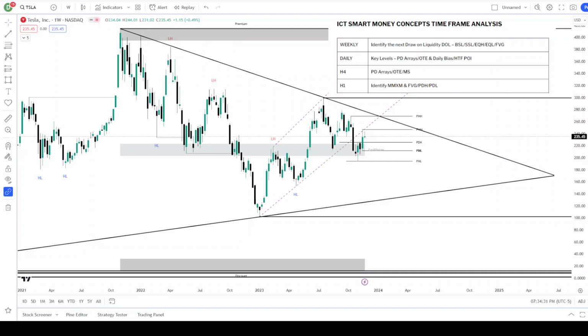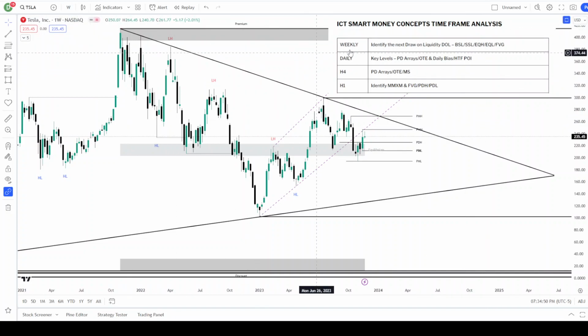So we're going to grab our ICT Smart Money Concepts time frame analysis. To put this on the chart, you just do a screen snip of the Smart Money Concepts time frame analysis from the website, and then you can just paste it right into your chart. So we're going to start with the weekly time frame.